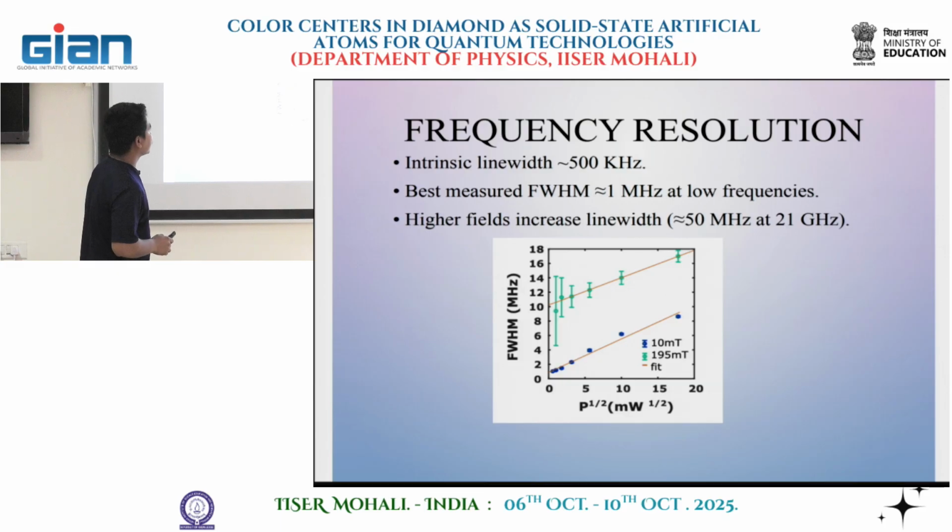This is the frequency resolution for the intrinsic line width. It is 500 kilohertz, and for the best measured full width half maximum, this is the lower line width, which is 1 megahertz at lower frequency, and a higher field increases the line width to 50 megahertz.